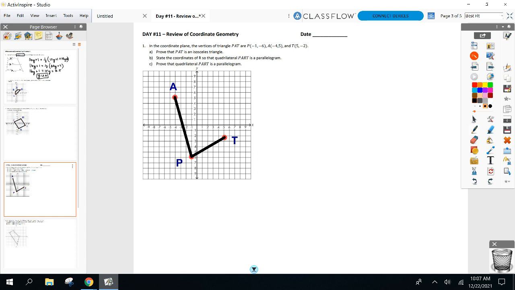Okay, everyone's got triangle PAT. All right, it's not a quadrilateral. We're not proving a rectangle, rhombus, trapezoid. I want to prove an isosceles triangle. We have enough information to do that.